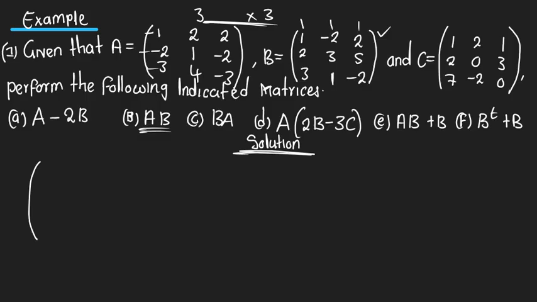And actually, this is going to be 1, negative 2, then 3, 2, 1, 4, 2, negative 2, minus 3. This is going to be our A matrix. We are multiplying by B.